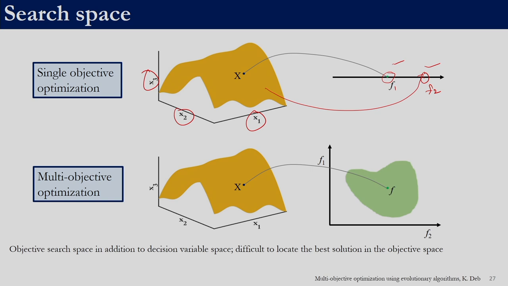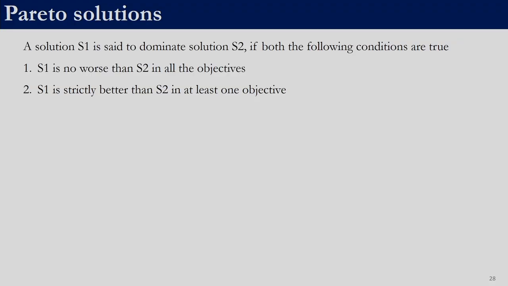In multi-objective optimization, X1, X2, X3 are the decision variables. Every point over here corresponds to a point in a two-dimensional space if we have two objectives, right? So this point is over here and this point is over here. Here the search process is a little bit more complicated because we intend to get the set of non-dominating solutions, or the Pareto solutions, or the trade-off solutions.